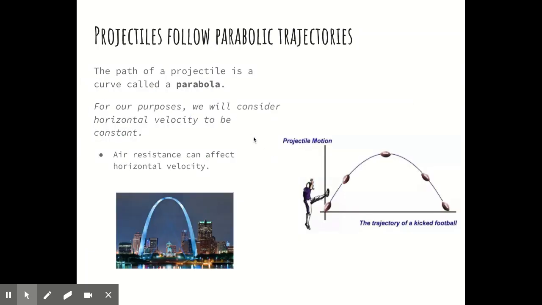As I was talking about earlier, projectiles follow parabolic trajectories. This is helpful to us, especially in physics. And at this point in physics, we are ignoring air resistance. So you should have nice parabolas on all of your problems. For our purposes, we're going to consider horizontal velocity to be constant unless it says otherwise. We do know that air resistance can affect horizontal velocity, but that's not part of our curriculum in high school. But we know that we could include air resistance and that might change the shape.